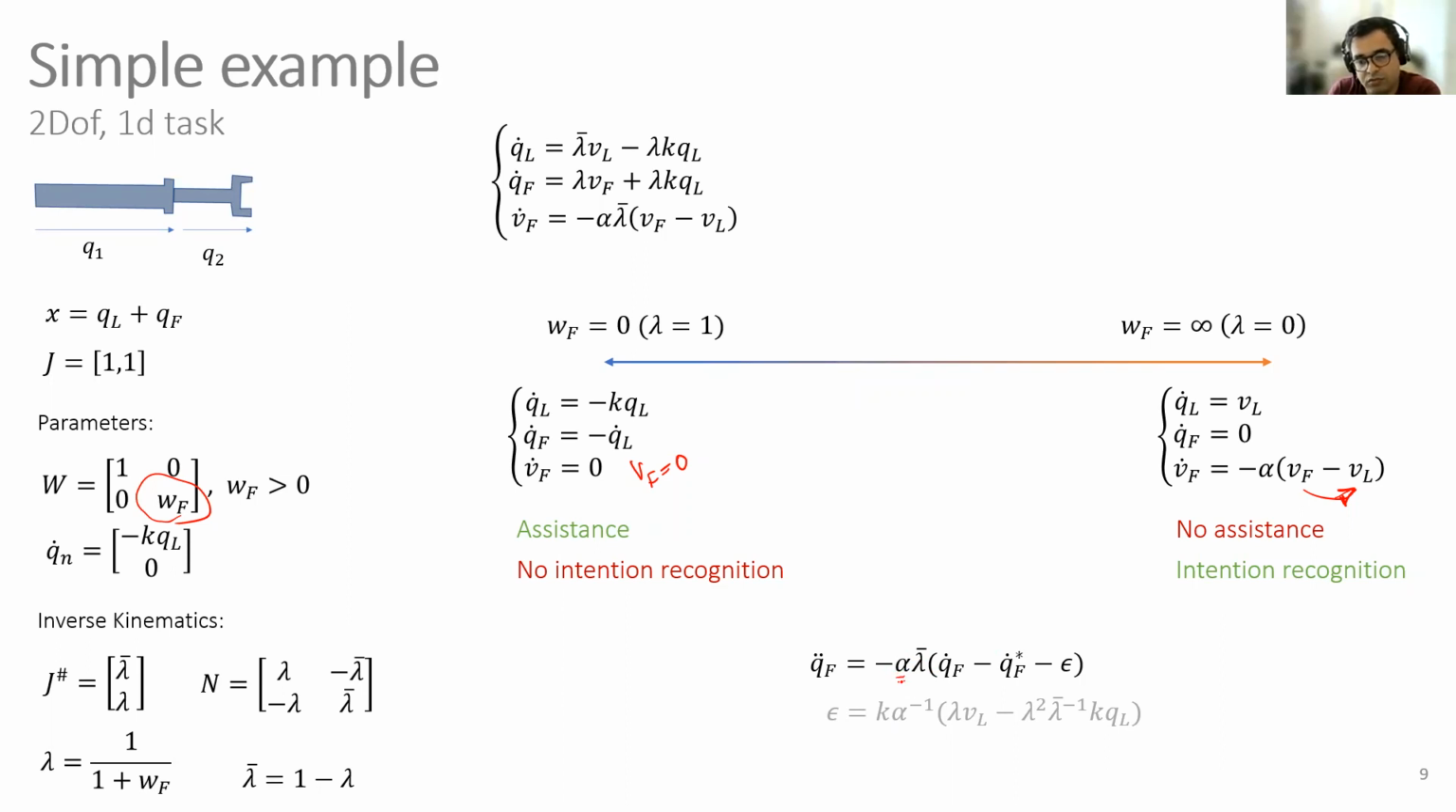rate, so we want a very fast low pass filter, but we cannot increase it in practice because it will lose robustness. And we want this lambda term to be high, which means we want lambda to be small. But if we increase it too much, we go to this case. We will have a good convergence to the centralized solution, but it's a centralized solution where the follower doesn't help. So these terms should be tuned rationally to have a good balance between assistance and intention recognition.